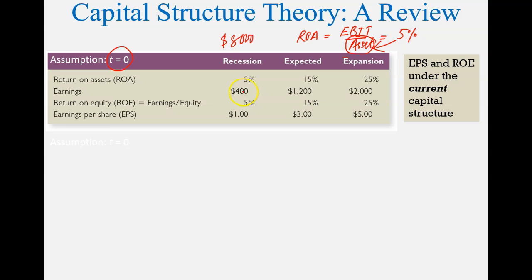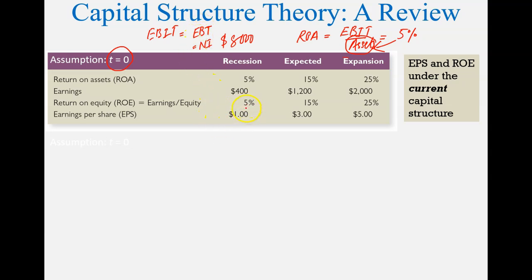So 5% times 8,000, 400. This is going to be our earnings before interest and taxes. If it's 15%, then it's going to be 15% times 8,000, or 25% times 8,000. So 1,200 to 2,000. And here's the thing. Because there is no interest, earnings before interest and taxes is the same as earnings before taxes, right? Because the interest is 0. And this is actually the same as earnings after taxes, because taxes are 0 as well. So basically, this is the same as net income in this case.